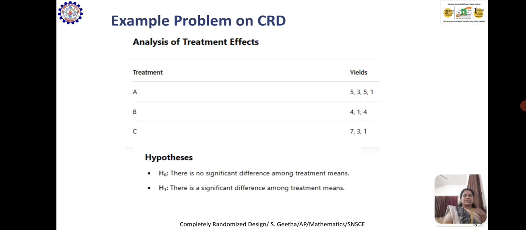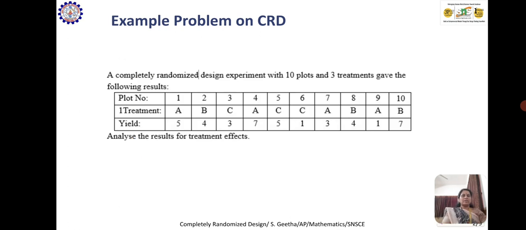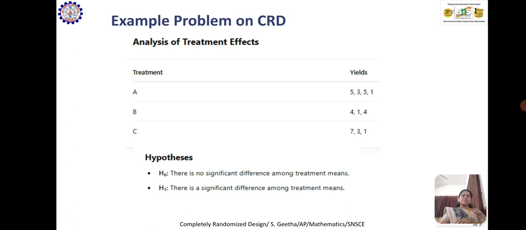Analysis of treatment effect. We segregate treatments A, B, C and their yield values. Treatment A was given in plot numbers 1, 4, 7 and 9, and we get the yield values 5, 7, 3, 1. So we collect the treatment A yield values, and likewise the B and C yield values.